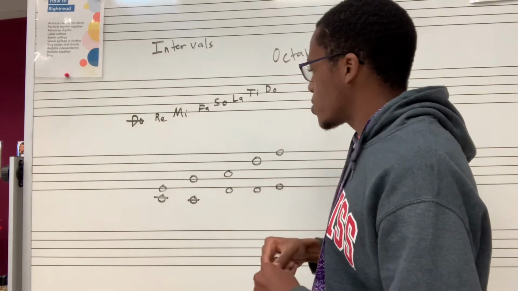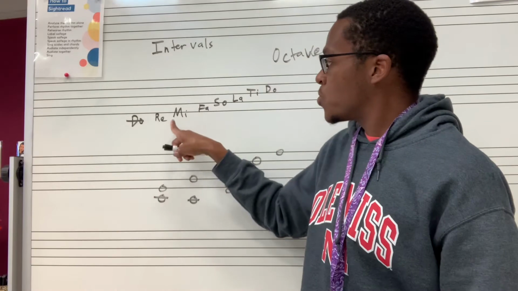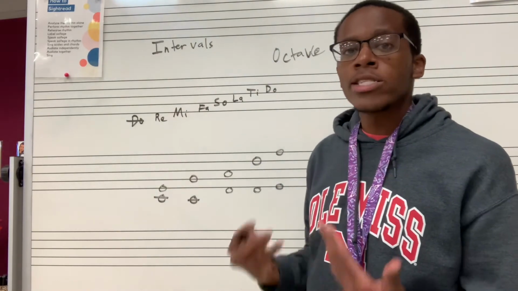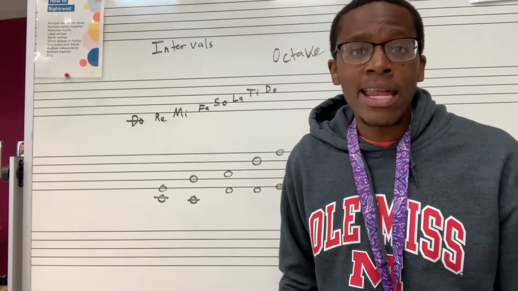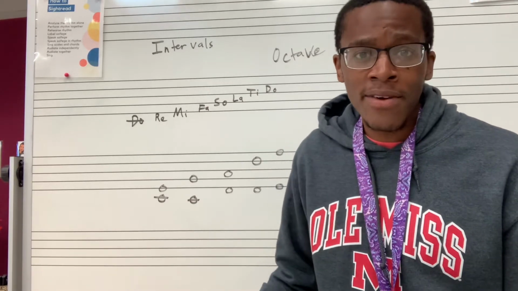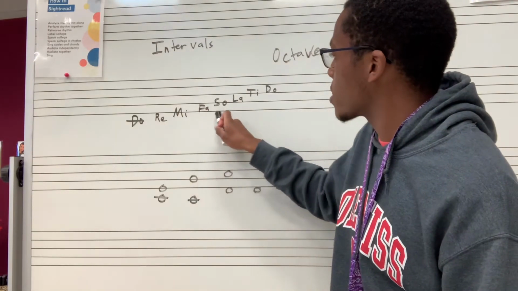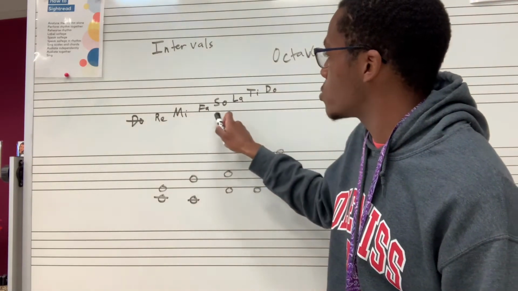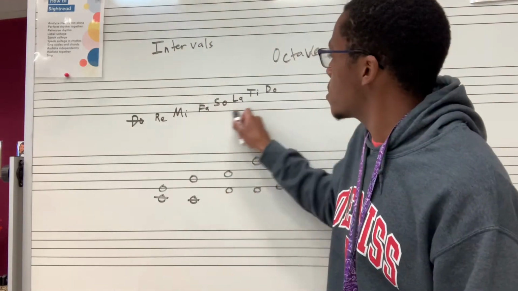All right, so this is if I'm going 1, 2, 3, but I don't always have to start on do. I can start on another note and it would still be the same kind of interval if I count it that way. So I'll start on fa, and I'm trying to go to ti. I'll count 1, 2, 3, 4. That is still a fourth.